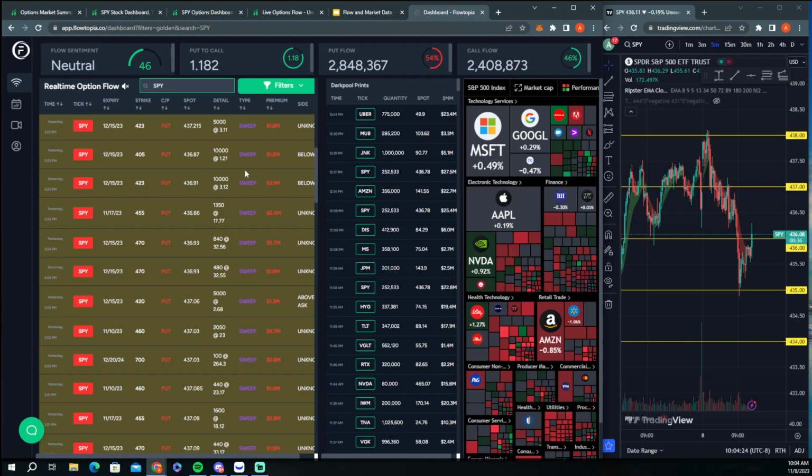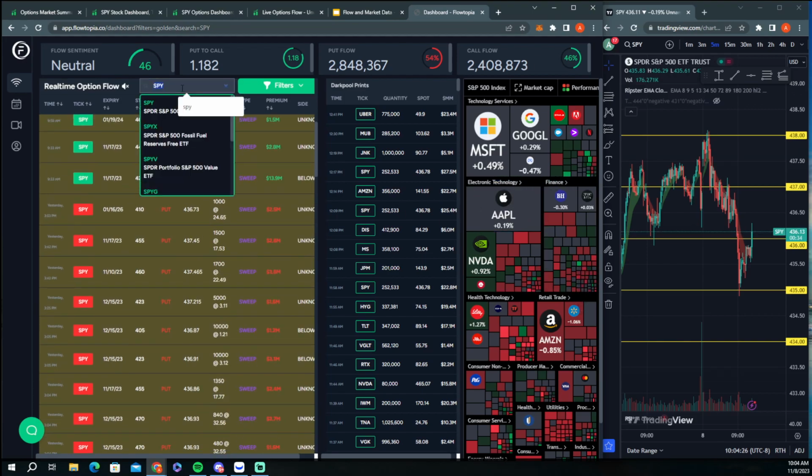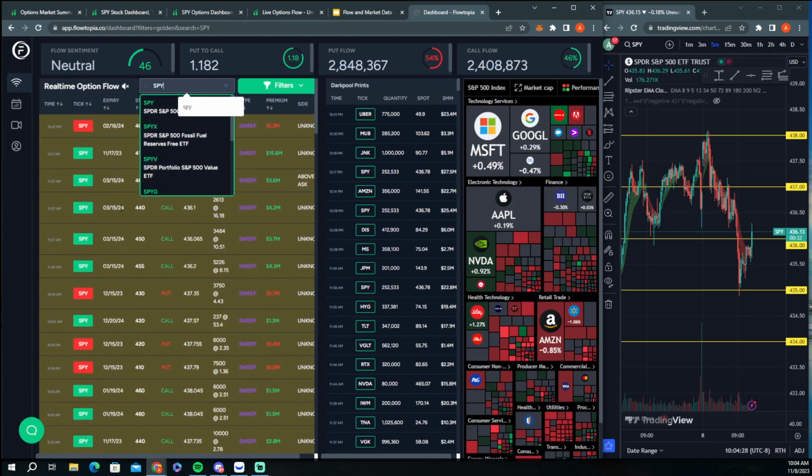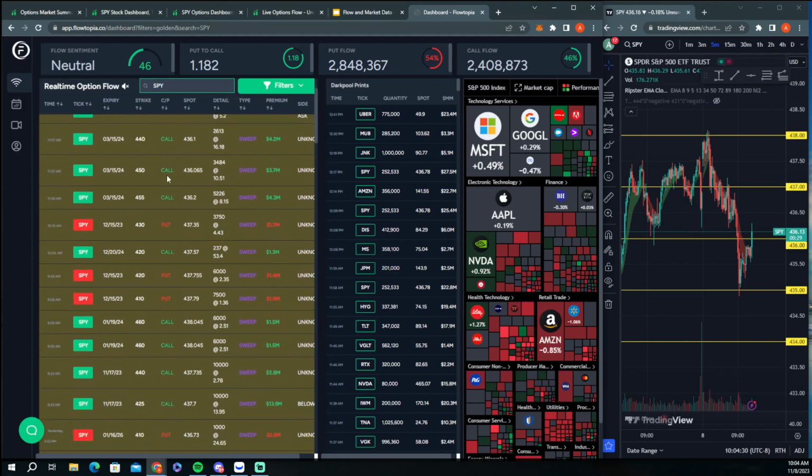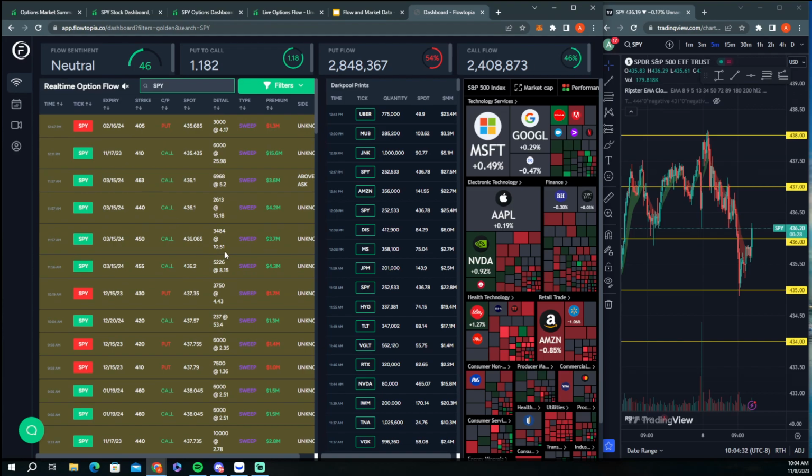I forgot to do that at the very beginning. So let's just move back. Actually, we'll just stay on SPY for this example so it doesn't move. So for this example, this came in at 11:57 a.m. Eastern time. Each of these orders has a timestamp. You can see when they came in and when they were given to us.